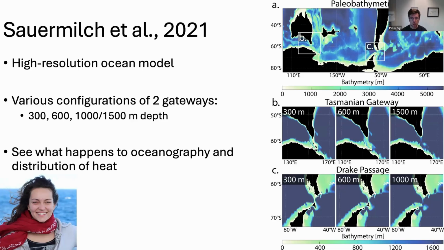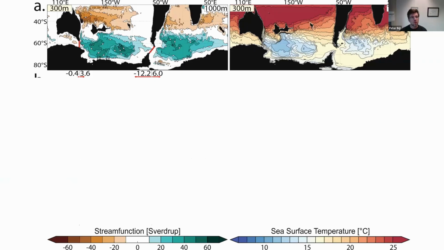So you see these depth configurations here with the Tasmanian Gateway at 300 meters, 600 meters, 1500 meters, and Drake Passage also at various depths. And we're going to compare these simulations to see what the consequence is of deepening of the gateway to oceanography and the distribution of heat. So you see here in the top panel, on the left-hand side, the ocean flow field, and on the right-hand side, the temperature in the simulations.